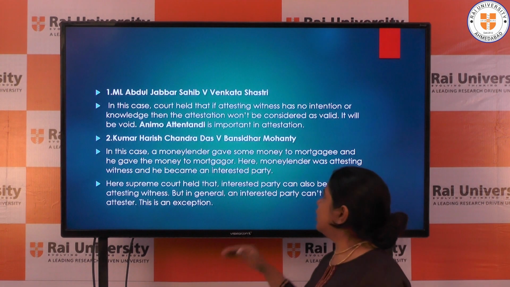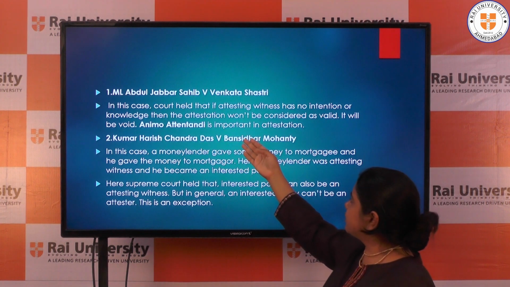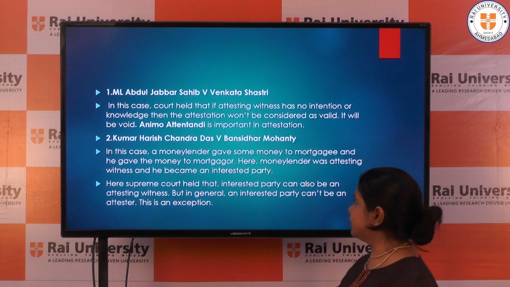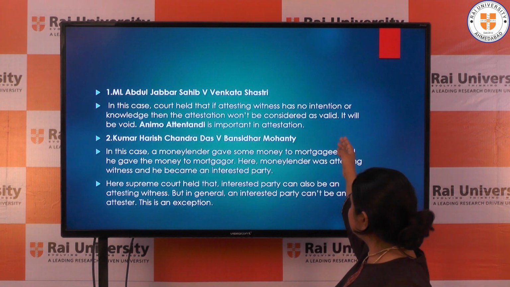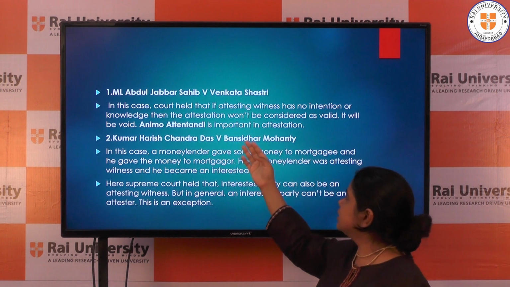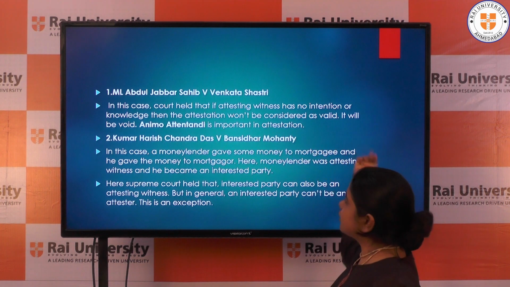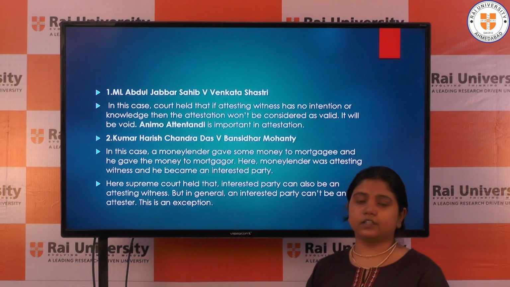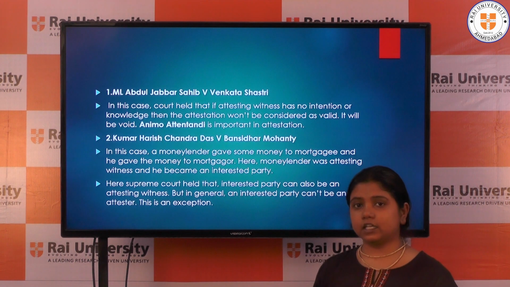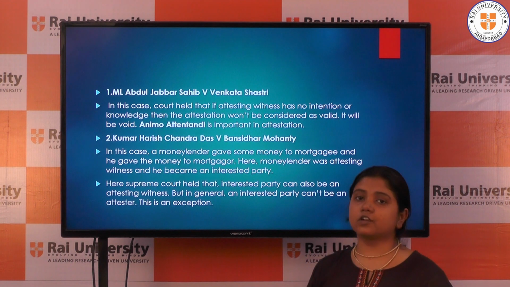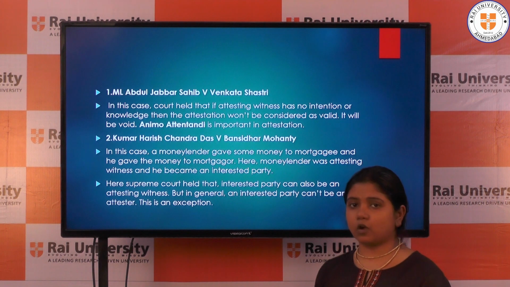The next thing, if we refer to the case law Abdul Jabbar Sahib versus Venkat Sastri, in this case the court held that if the attesting witness has no intention or knowledge, then the attestation won't be considered as valid. It is very reasonable to understand that the witnesses who are signing the document should have knowledge of the fact that what is written in the document.